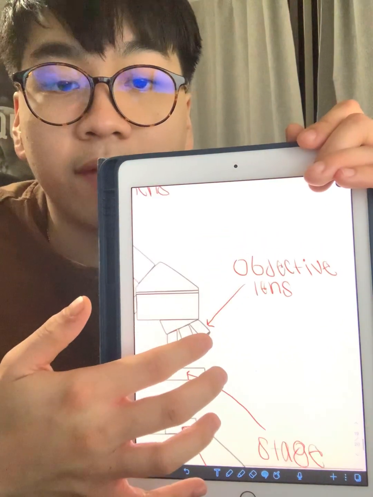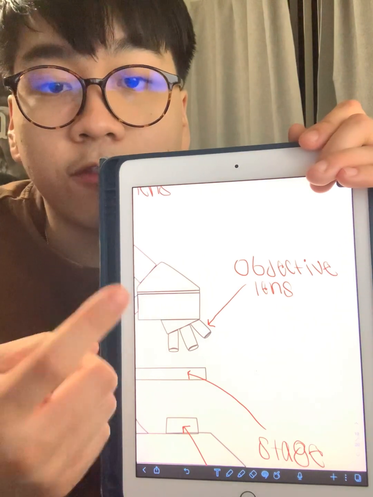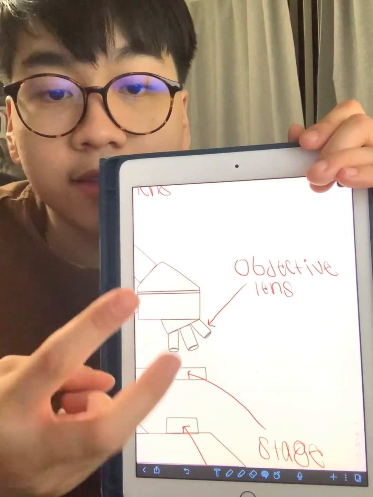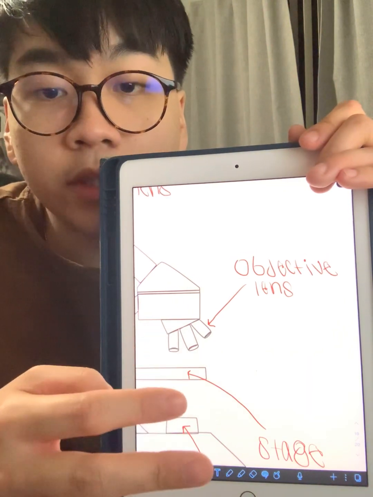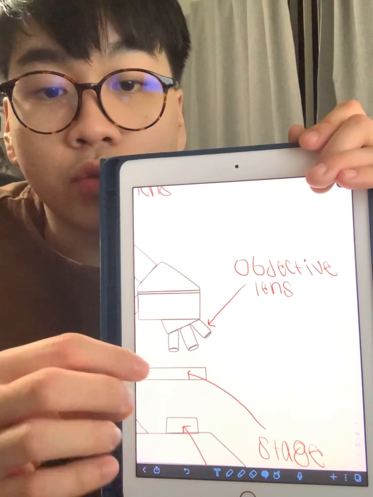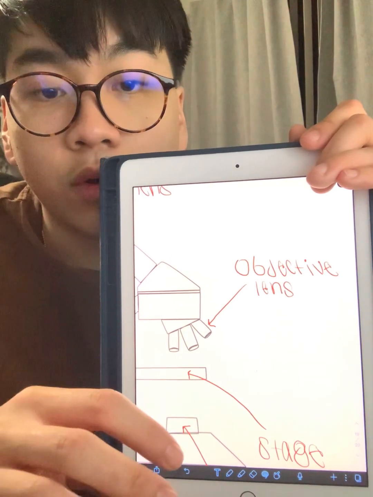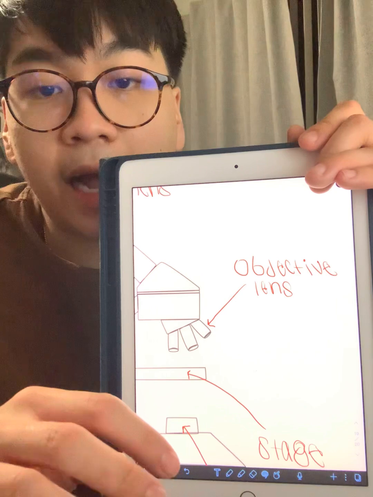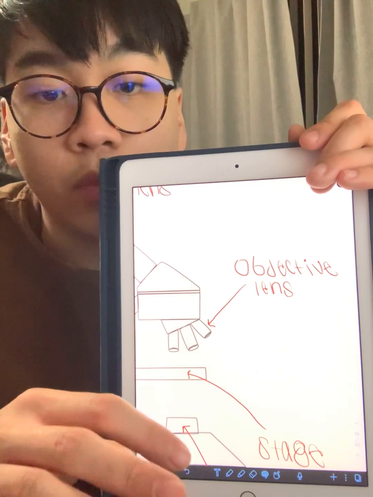So next up, we're going to have the objective lens over here. We have four different objective lenses. We're going to have the 4x, the 10x, the 40x, and the 100x. Starting from the lowest, the image will be zoomed out compared to 100x, which is going to be the highest level of magnification. So the higher you go in number, the more magnified the image you're looking at will be.